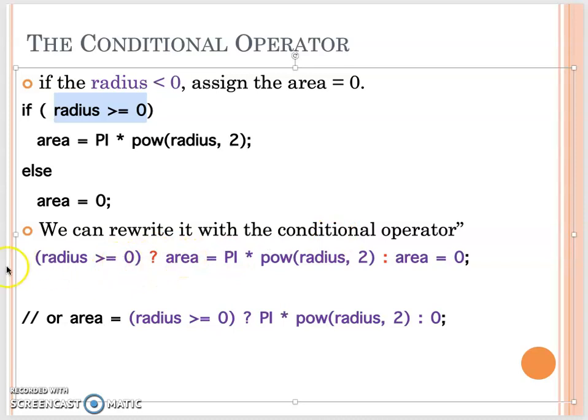They will check if the radius is greater or equal to 0. For true, I do this. False, I do the last one. So that's the conditional operator. In this example, the conditional operator actually wants to calculate the area. That's why you can see the area equal is repeated. So that's one way you can rewrite the conditional operator.